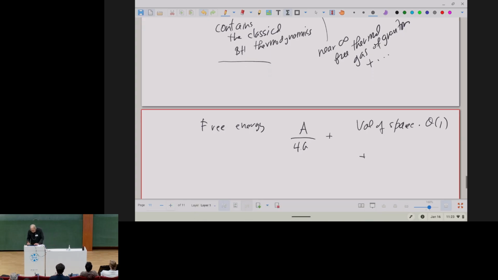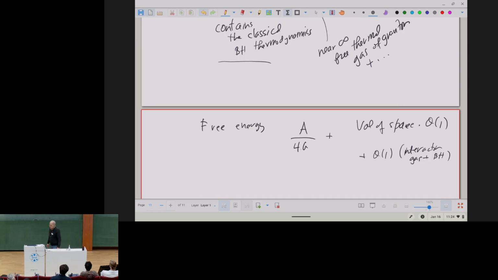And then there's a correction that's both order 1 in the volume and also order 1 in g, which is the interaction of the thermal gas with the black hole. Roughly speaking, once you know that this path integral produces both the black hole and the thermal gas, it has to somehow describe their interactions.